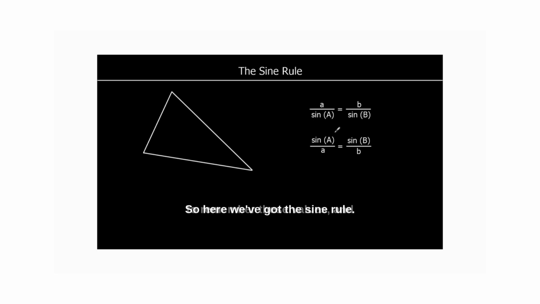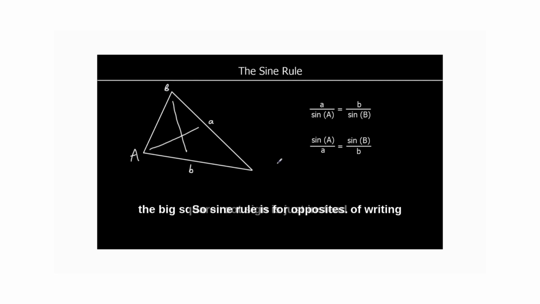So here we've got the sine rule. So we've got a over sine A equals b over sine B. So the little a's are lengths, the big A's are the angles, and little a is opposite big A. So if this is little a, opposite it is big A. If this length is little b, opposite it is big B. So sine rule is for opposites.